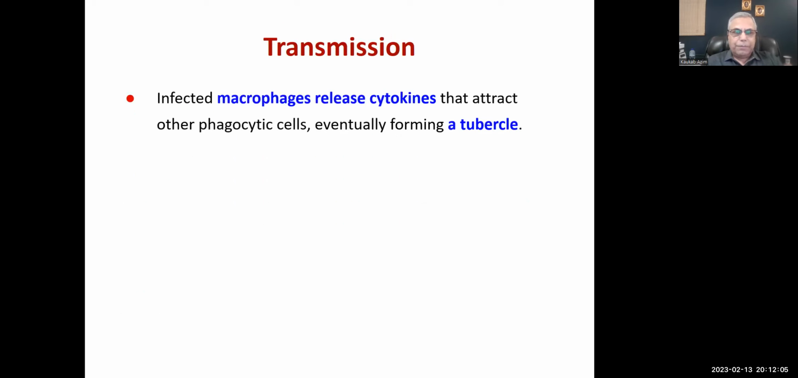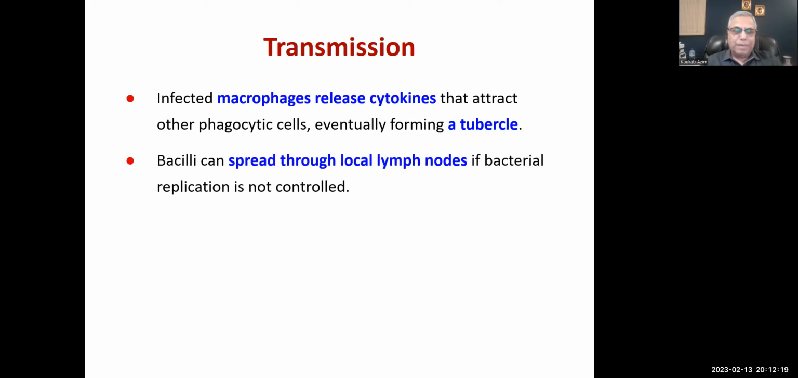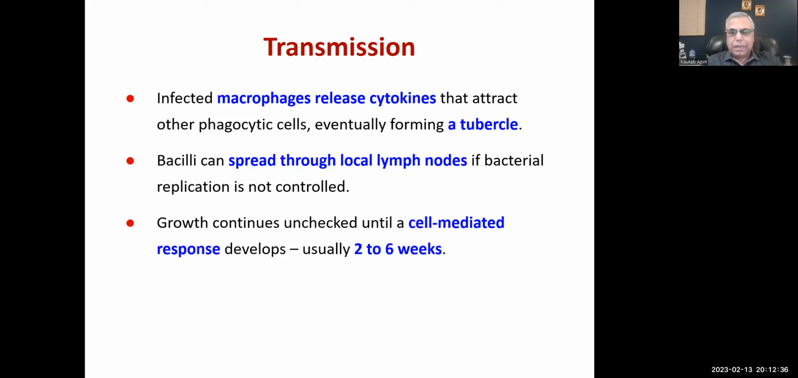So transmission, infected macrophages release cytokines that attract other phagocytic cells, and eventually it forms a tubercle, which is also known as granuloma, that I'll show you later on. So bacilli, these are rods, the mycobacteria, they can spread through local lymph nodes if bacterial replication is not controlled or if the immunity is weak, as in certain cases. Growth continues unchecked until a cell-mediated response develops 2 to 6 weeks later, right? So it is cell-mediated immunity.